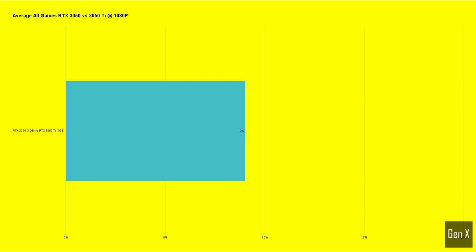In summary, the average difference between the RTX 3050 and RTX 3050 Ti is around 9% across all games tested. The price difference would likely vary in different countries, so whether the performance difference is worth the price premium is up to you to decide.